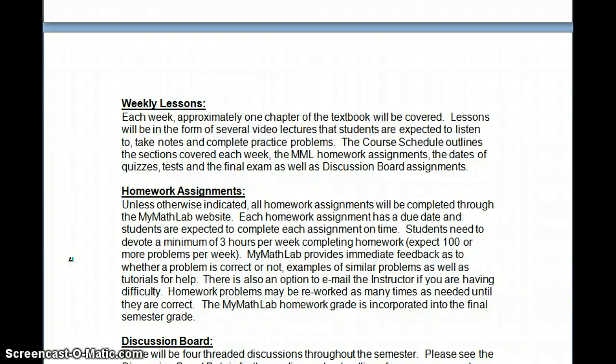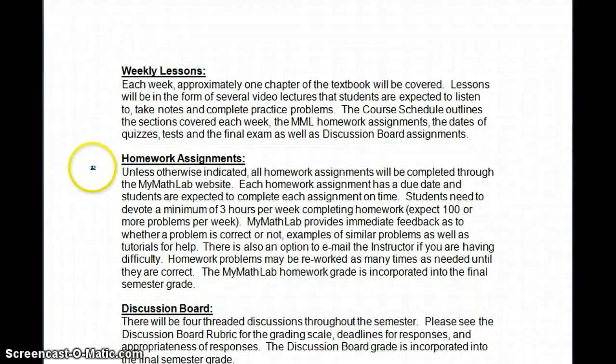Now, here we're getting into some of the meat of the course. We will have weekly lessons. So you're going to have 1 week to move through approximately 1 chapter of the textbook. So we will have video lectures that you're going to have to listen to and watch. I expect that you'll take notes and complete the practice problems in My Math Lab. And then you will have a quiz that you'll have to complete. There will be tests and a final exam, and you'll also have a discussion board each week as well.